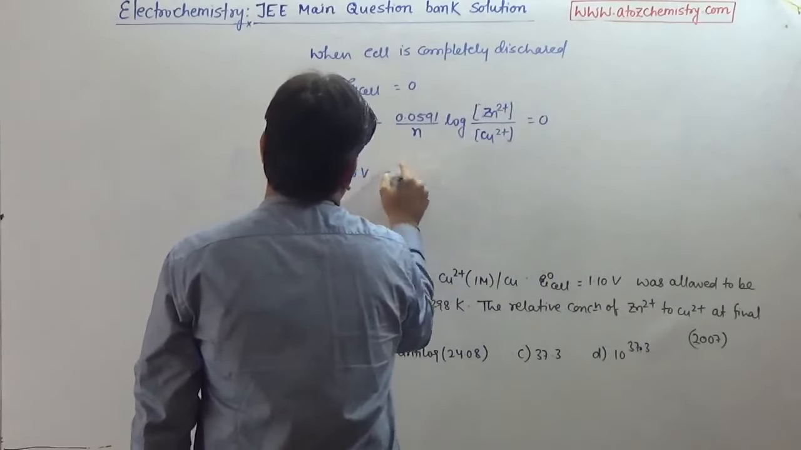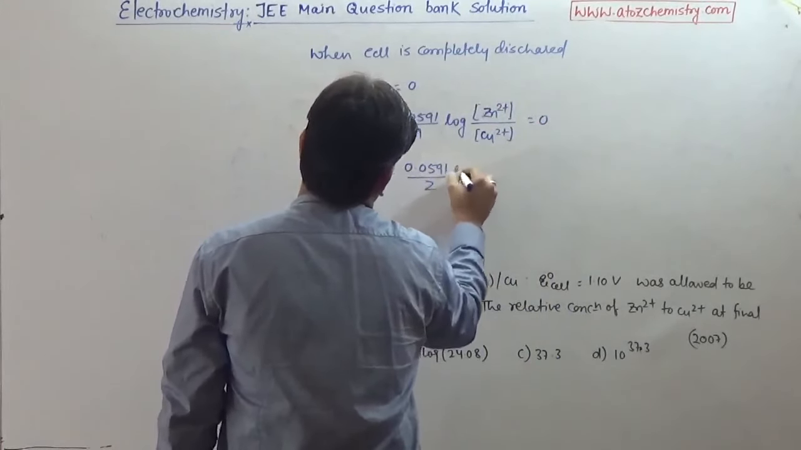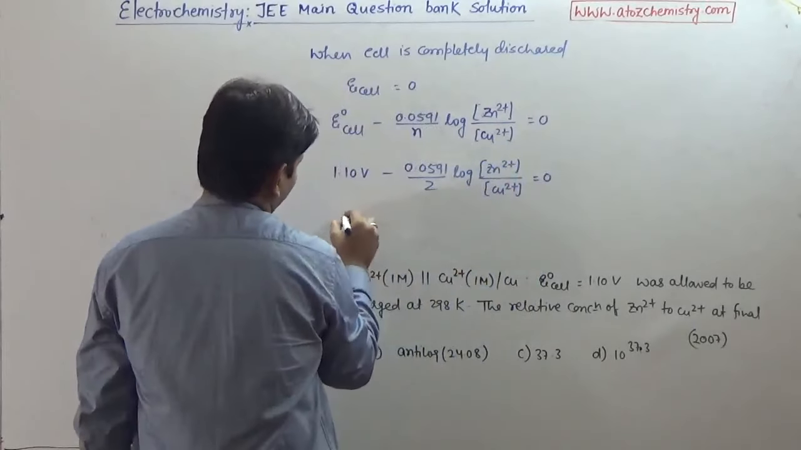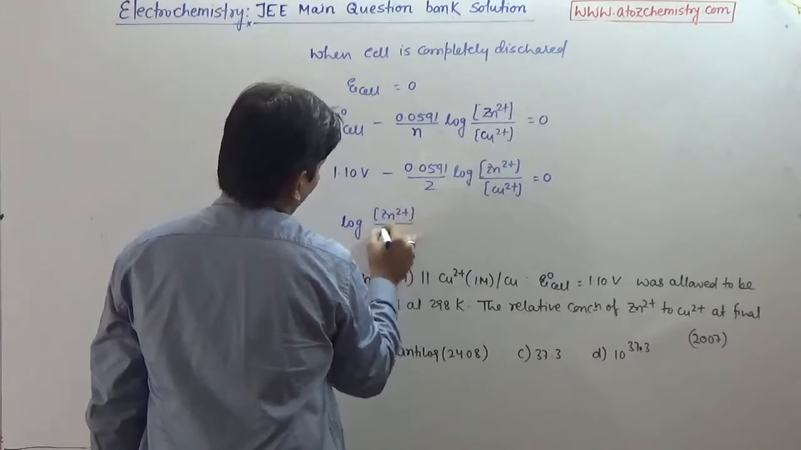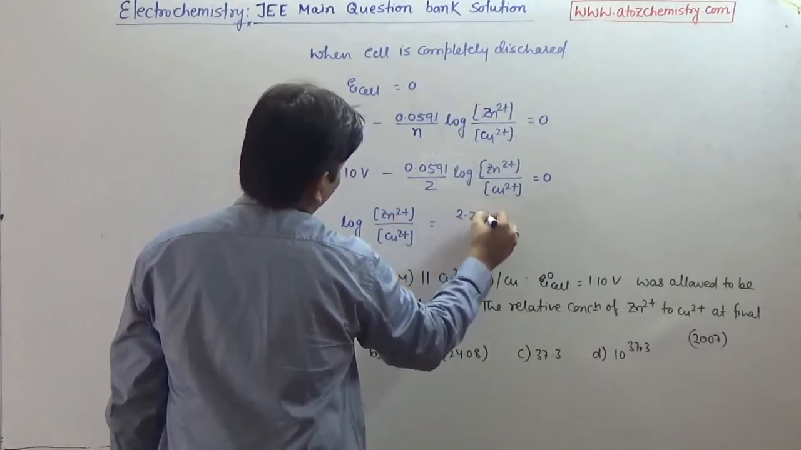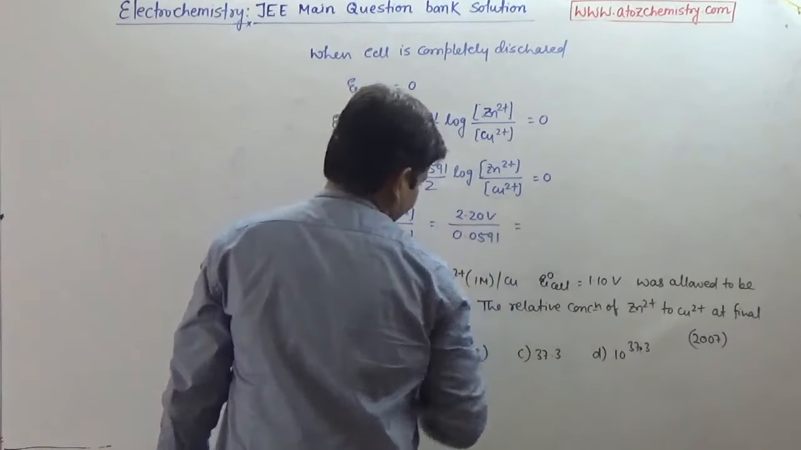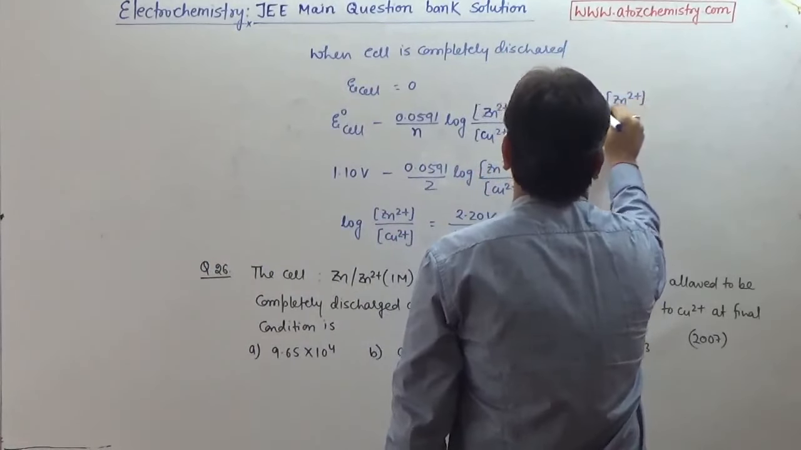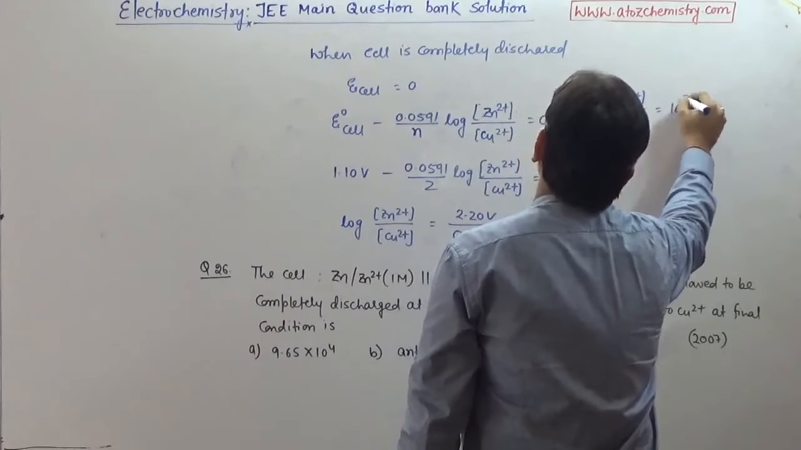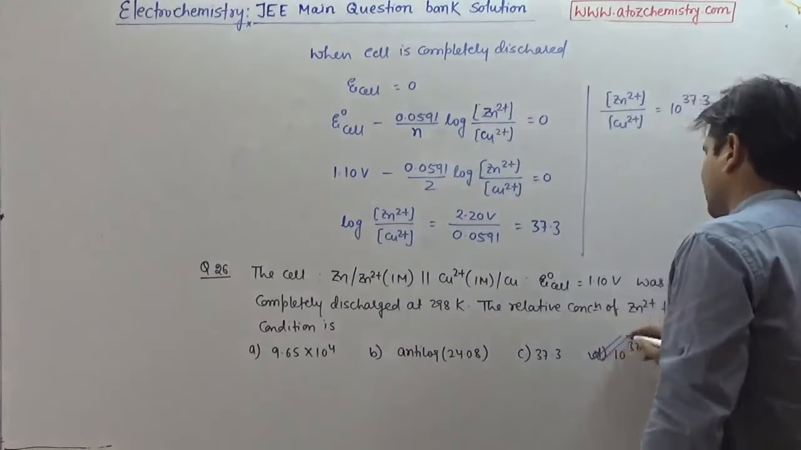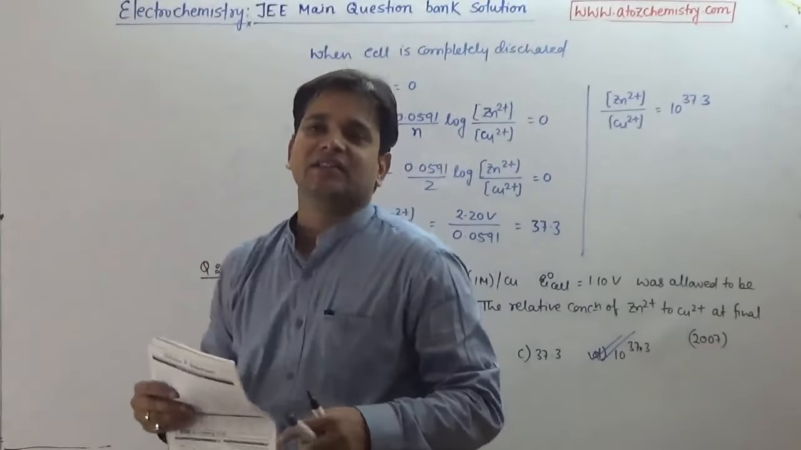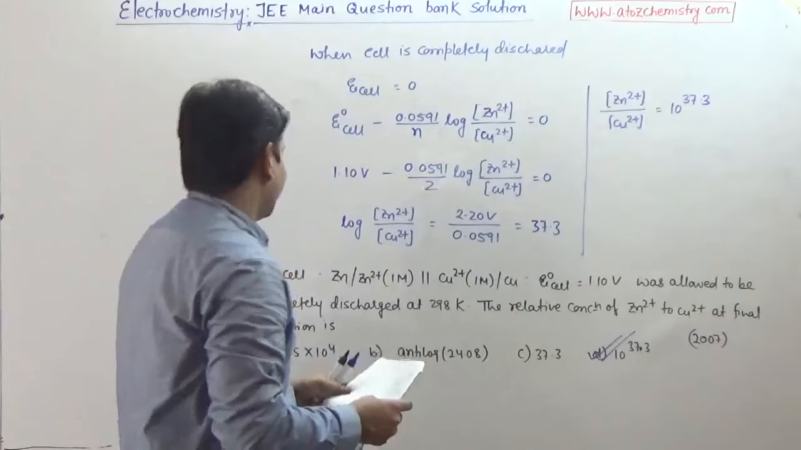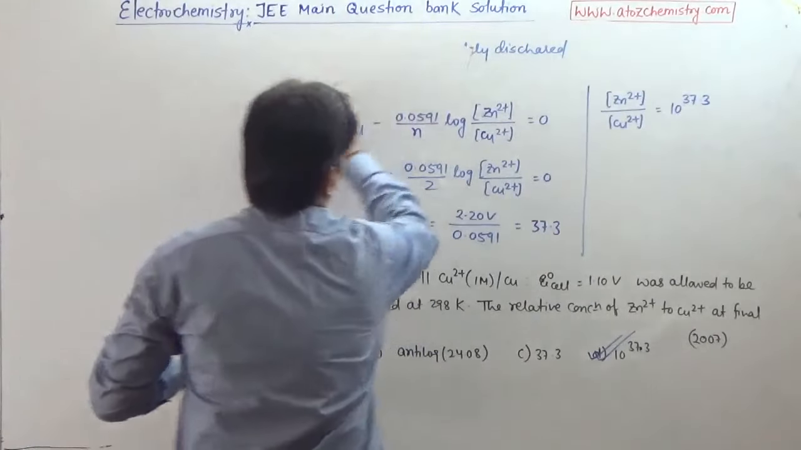This is 1.10 volt minus 0.0591 divided by 2 log of Zn2+ divided by Cu2+ is equal to 0. So log of Zn2+ divided by Cu2+ will be equal to 2.20 volt divided by 0.0591, and by calculating this one we will have 37.3. It means that Zn2+ divided by Cu2+ will be equal to 10 to the power 37.3. This is the correct option. The point at which the cell is completely discharged will have Zn2+ to Cu2+ ratio equal to 10 to the power 37.3. This is the question asked by JEE Main in 2007.